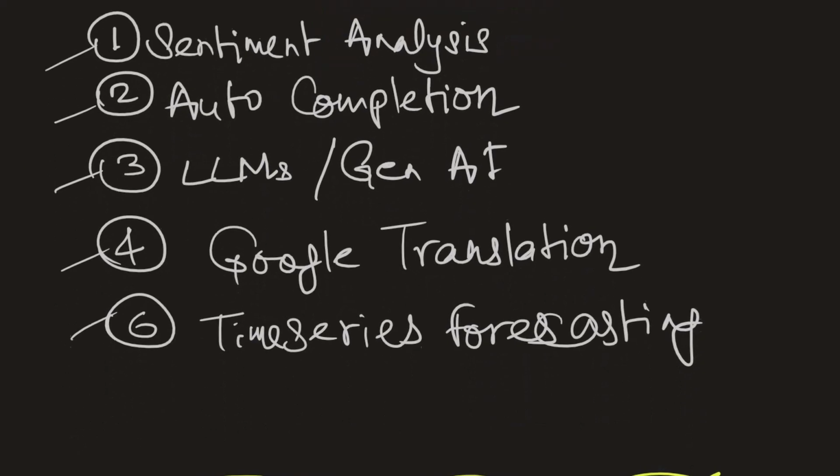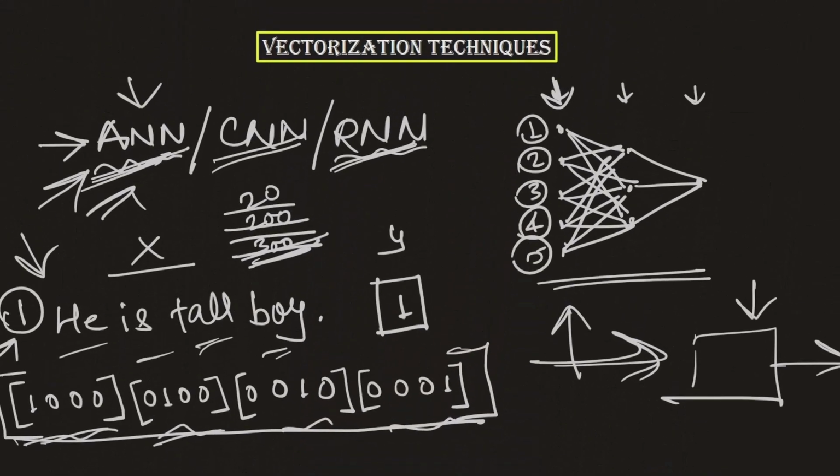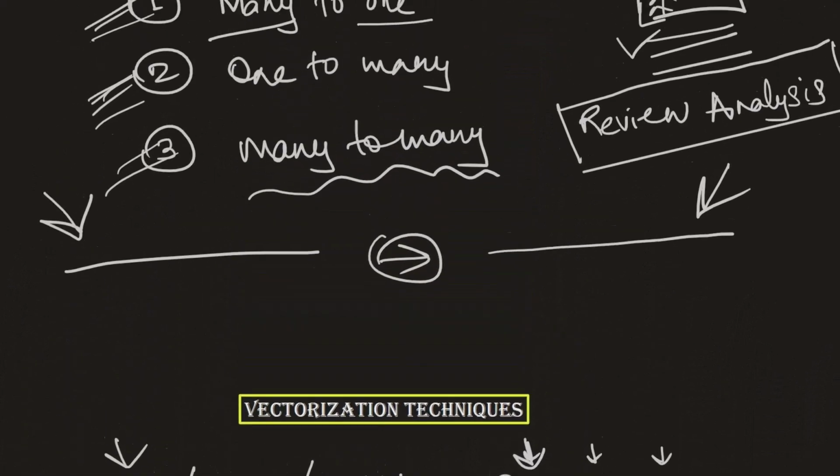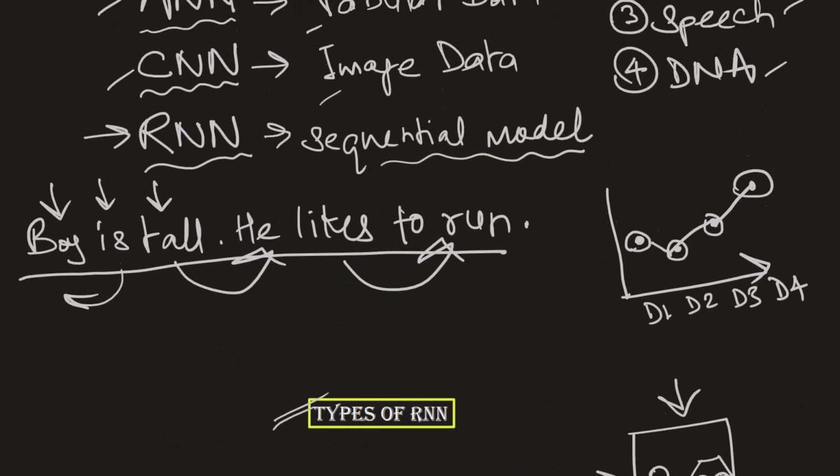In the next video, we are going to discuss the architecture of RNN, followed by the forward and backward propagation method in recurrent neural networks.